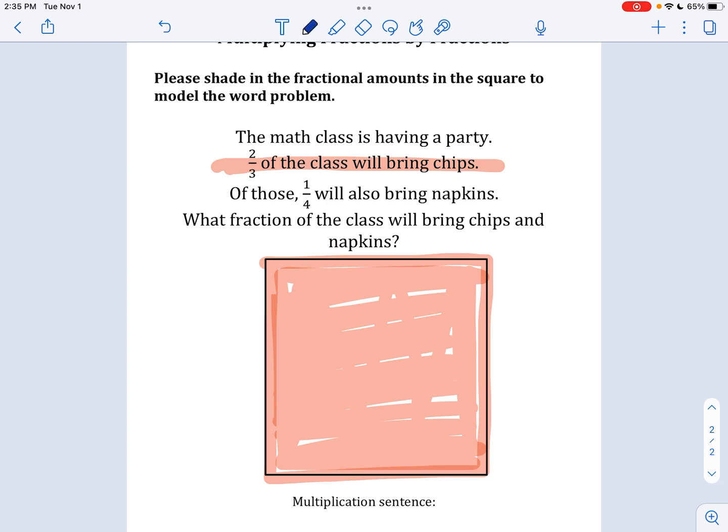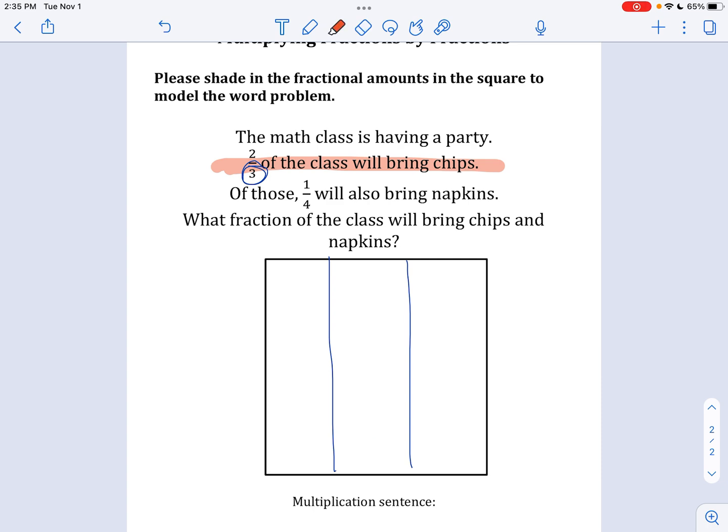Now I need to divide this picture into 3 because the denominator is 3. And 2 of those 3 are going to bring chips. So I'm going to get rid of what I have colored here. And now I'm going to color in 2 of them. 1, 2. 2 of 3 is 2/3. These are the people who are going to bring chips.